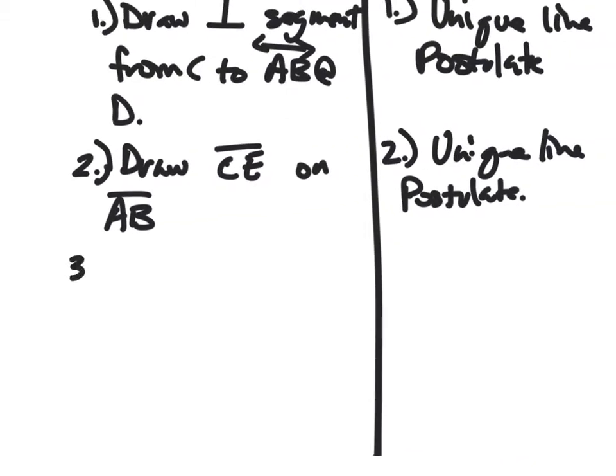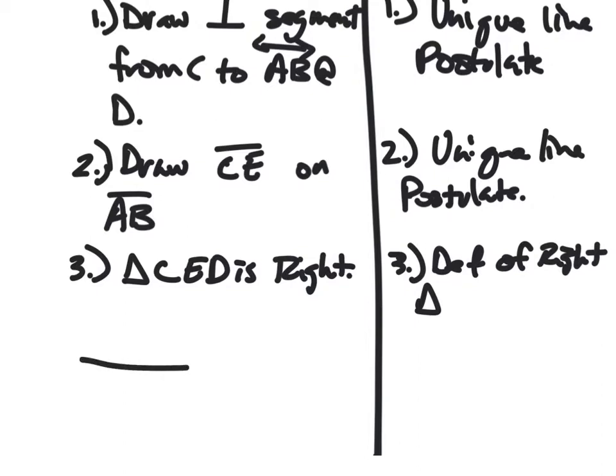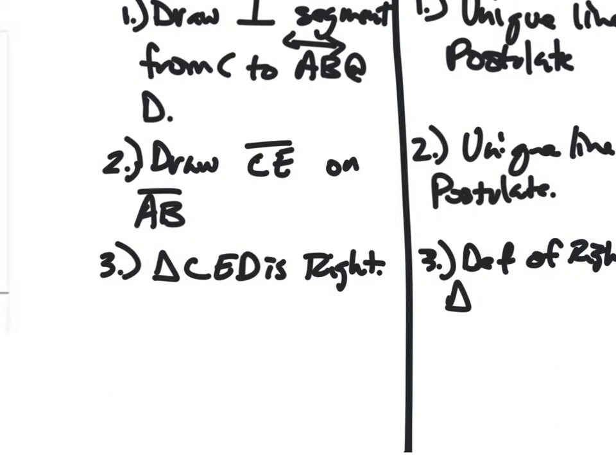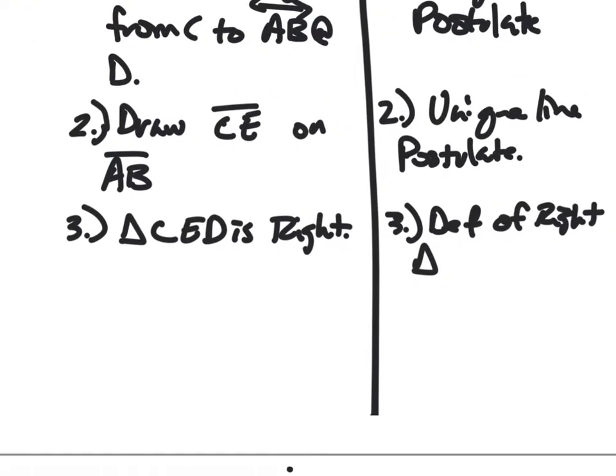So in my third statement, I would say triangle CED is right, and that's just the definition of a right triangle, because it has a 90-degree angle. Then what I know about this right triangle is that its hypotenuse has the length of CE. So on my fourth statement, I'm going to say that CE is the hypotenuse.